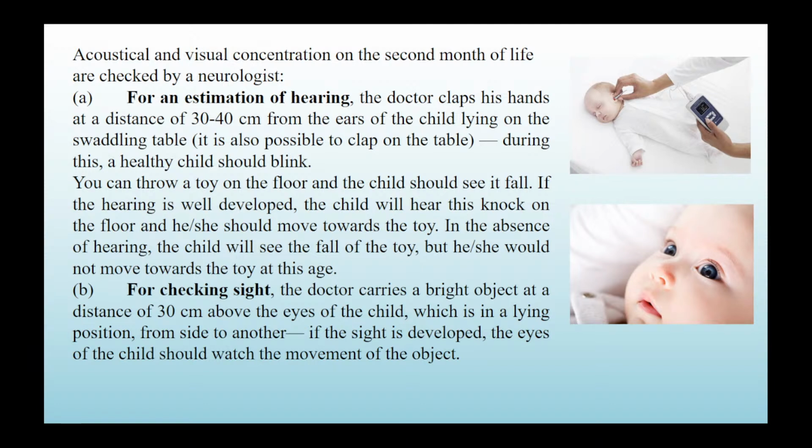For checking sight, doctors carry a bright object at a distance of 30 centimeters above the eyes of the child, who is in a lying position, from one side to another side. If sight is developed, the eyes of the child should follow the movement of the object.